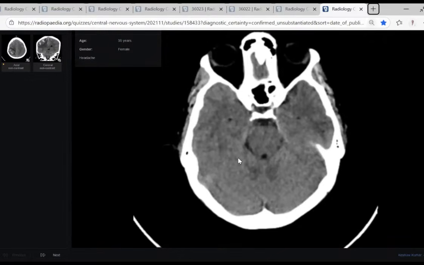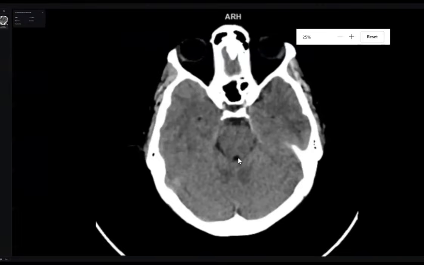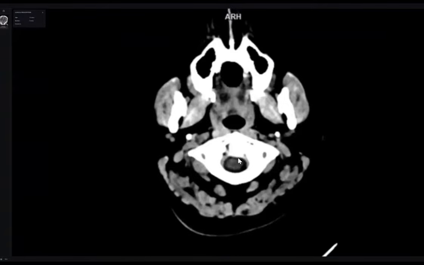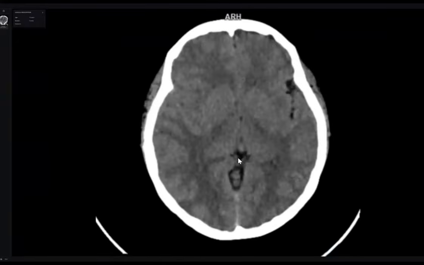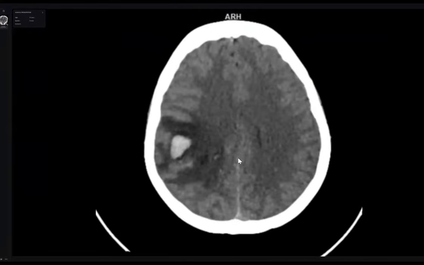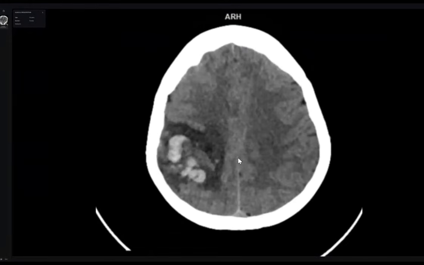Candidate number 3, this is a 35-year-old female patient presented with headache. Can I scroll? Yes. Can I request a non-contrast study? Okay. Go on.